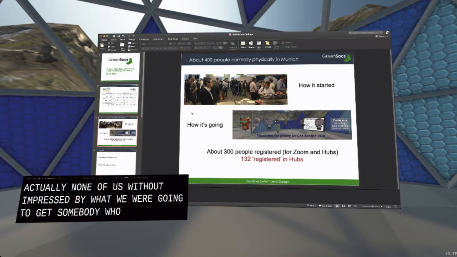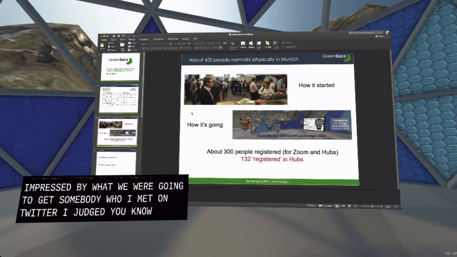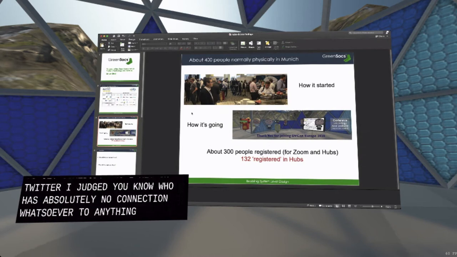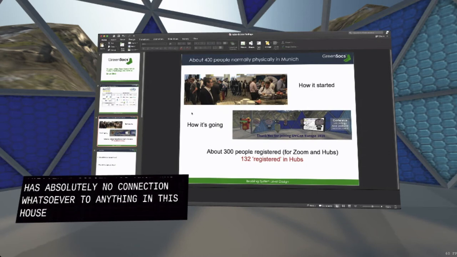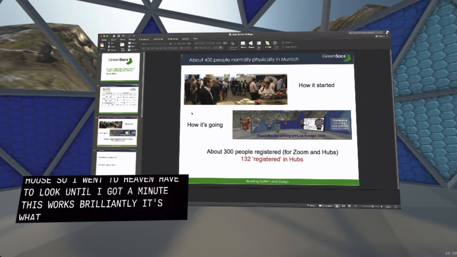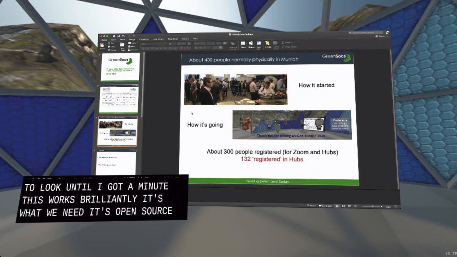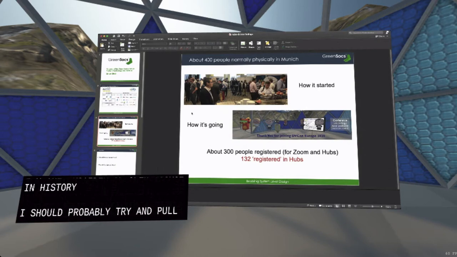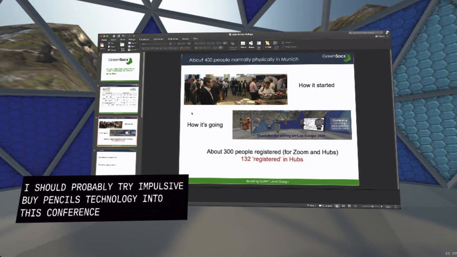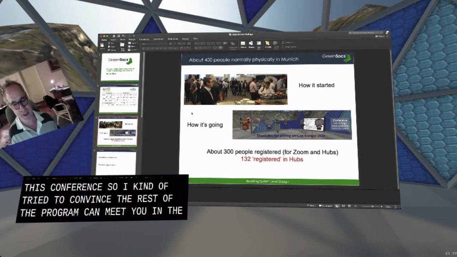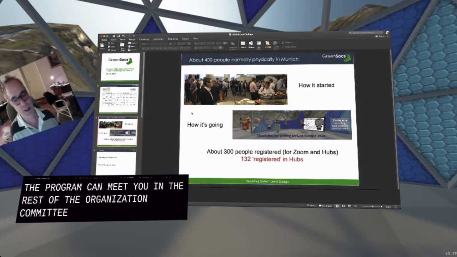Somebody who I met on Twitter, I joke you not, who has absolutely no connection whatsoever to anything, said, oh, have you seen this thing called Hubs? So I went and had a look and thought, hang on a minute, this works brilliantly. It's what we need. It's open source. I'm the provider of open source in this community. I should probably try and pull some open source technology into this conference. So I tried to convince the rest of the program committee and the rest of the organization committee to go with this option.